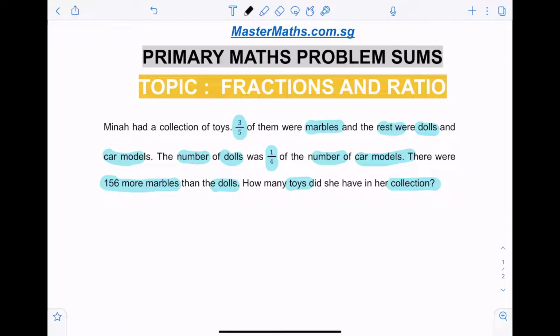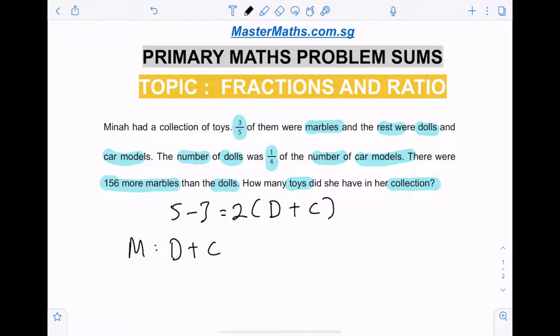Now, we know that marbles make up 3 units out of a total of 5. Okay? And the rest were dolls and car models. So what we can do is develop for ourselves a ratio. 5 minus 3 will be 2. Now this 2 is for dolls and car models. So marbles is to dolls and car models, 3 is to 2.